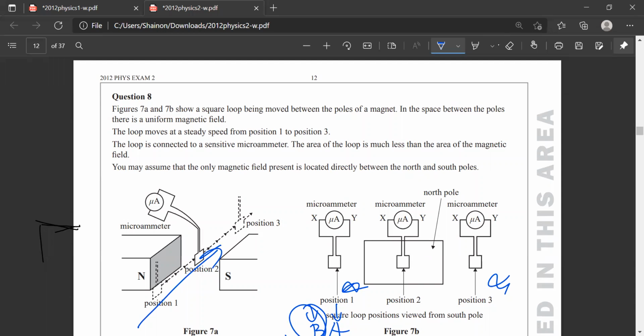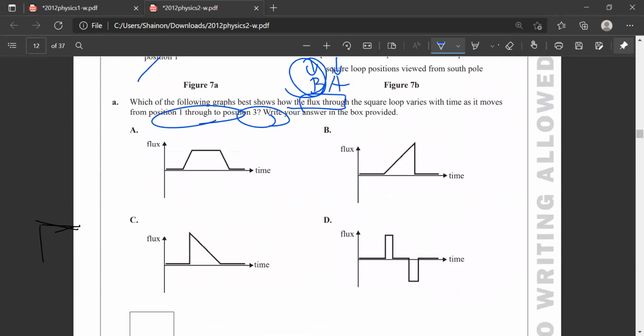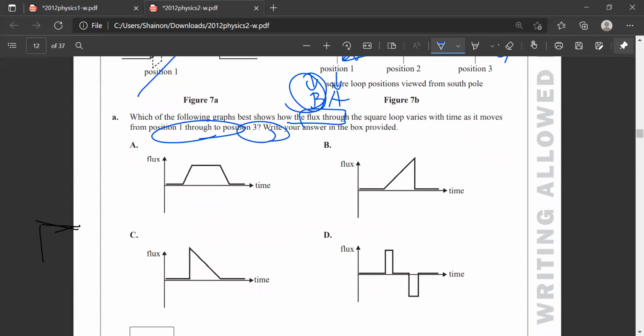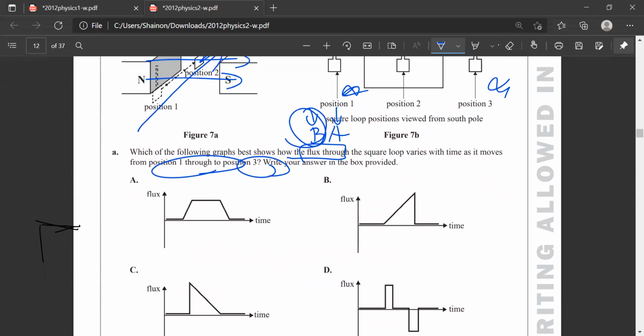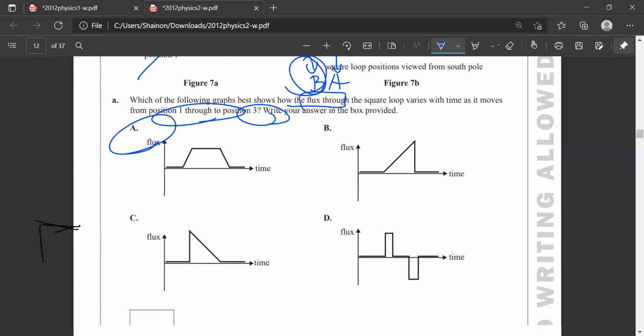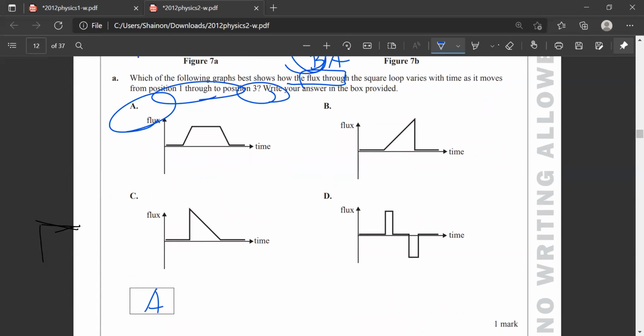Steady speed, North Pole. It's going this way. So as it moves, it's going to increase, then it's going to be constant, and then decrease. So then when it corresponds with this, it's just going to be A. The rest just don't make sense, this is EMF. So that doesn't make sense. This one really does not make sense.